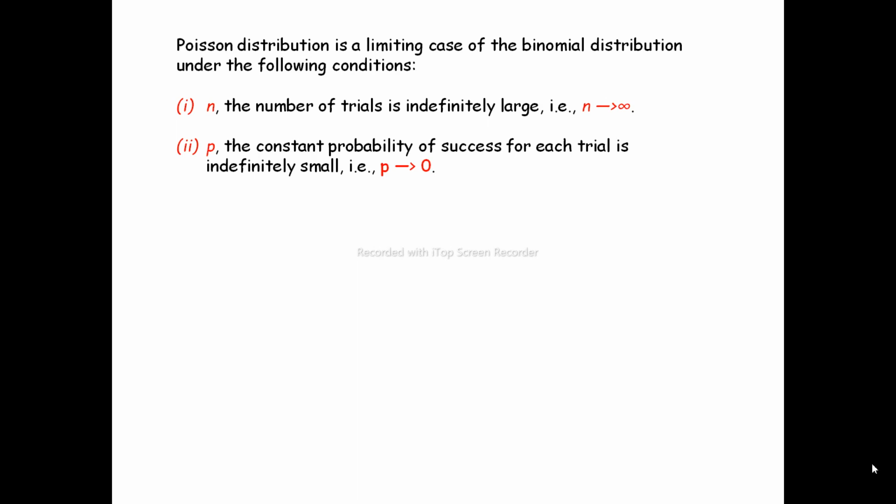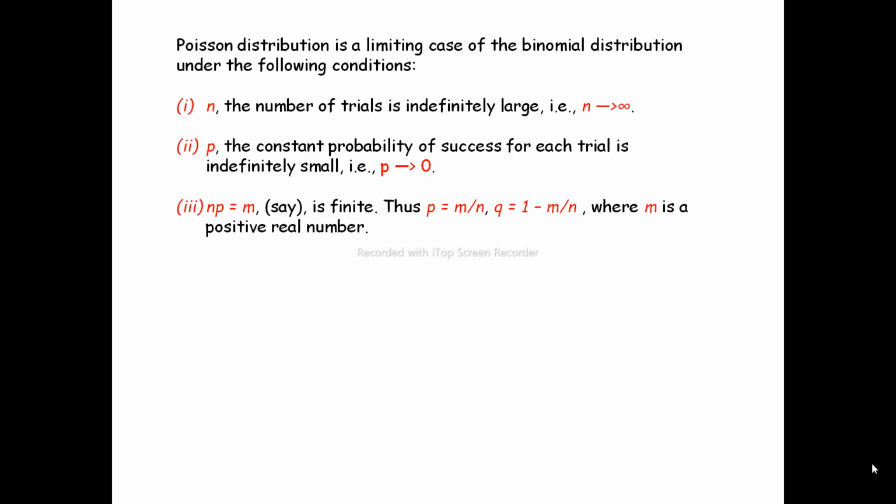So the total number of trials is very high and the constant probability of success is very low in Poisson's distribution, and n multiplied by p is equal to m, which is finite. Over here m is the mean of Poisson's distribution. Thus p is equal to m divided by n, or you can say q is equal to 1 minus m divided by n, where m is a positive real number.